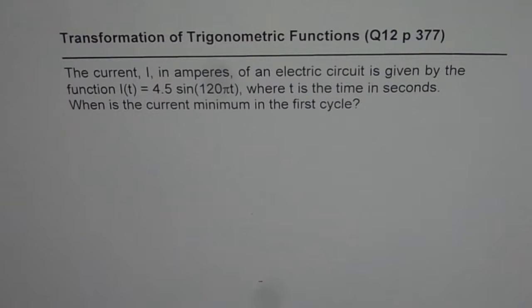Now Ryan, here is question number 12, page 377, transformation of trigonometric functions. The current I in amperes of an electric circuit is given by the function I of t equals 4.5 sine 120 pi t, where t is the time in seconds. When is the current minimum in the first cycle?